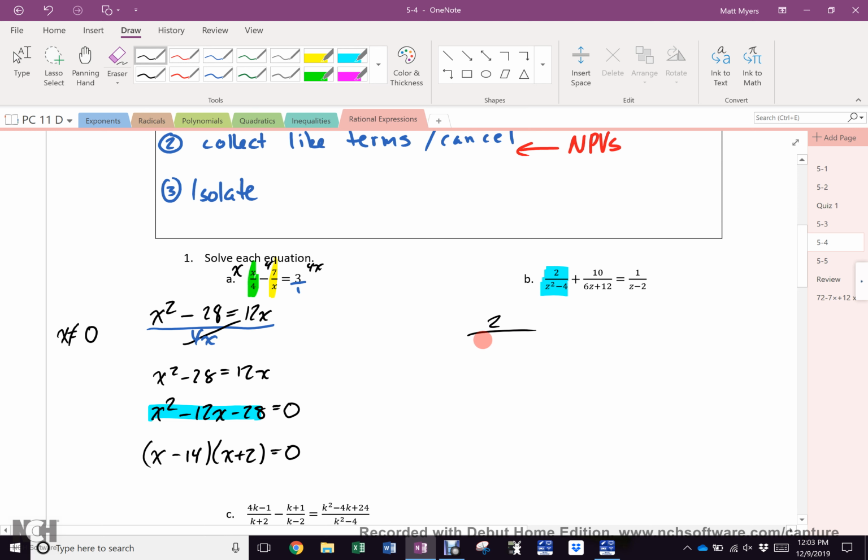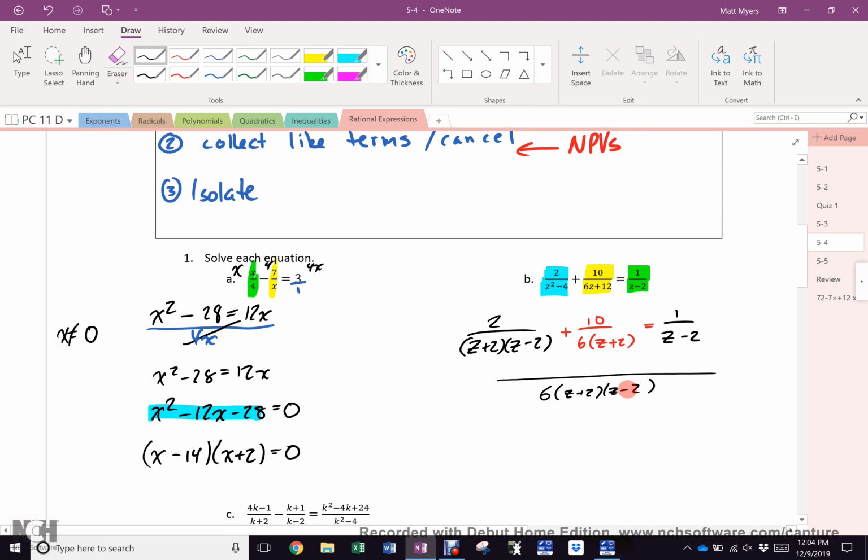Difference of squares. 2 over z plus 2. Z was a stupid variable to use there. Can I do anything there? Can I do anything there? No. What is my common denominator? 6, z plus 2, z minus 2.